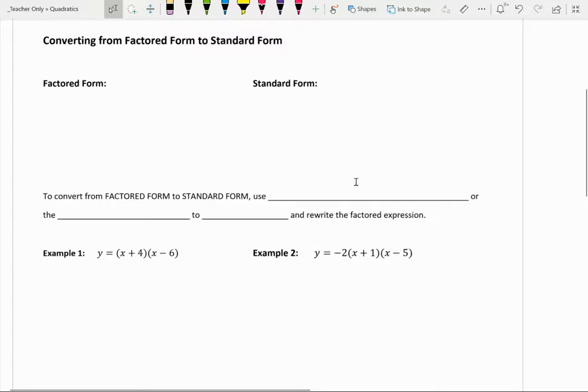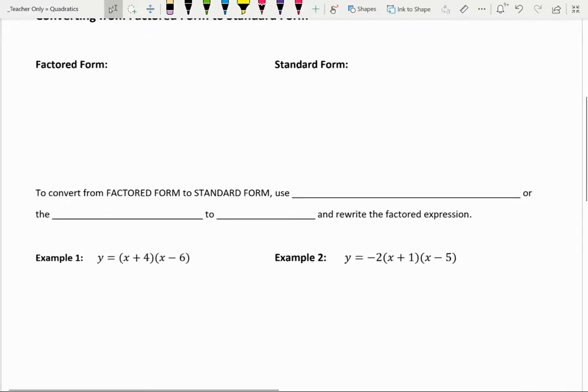Hello again. So now that we've had a chance to look at both factored form and standard form and their features, I think today we need to review how to go between factored form and standard form. We actually did this before briefly, but I think we should review it now.